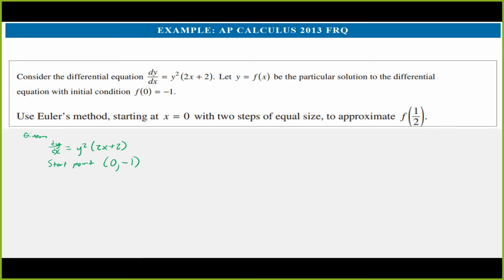Okay, and then I need 2 steps of equal size to get from x equals 0 to x equals 1/2. So if I'm doing this in 2 steps, then what's my change in x? 0.25. Perfect. I'm going to write that as a fraction as 1/4. I need 2 steps to get from x equals 0 to x equals 1/2. It's going to take me 2 steps, then each step is going to be 1/4 in length. 1 step, 2 steps. Okay, any questions on what was given?